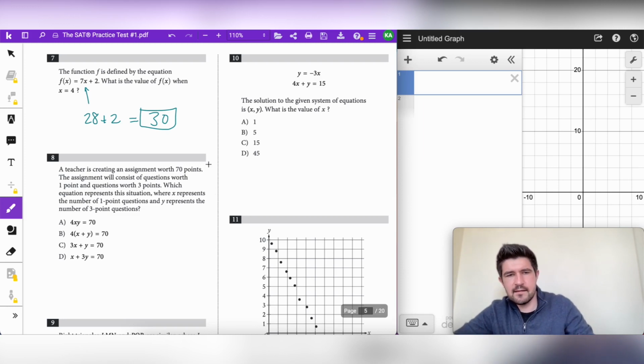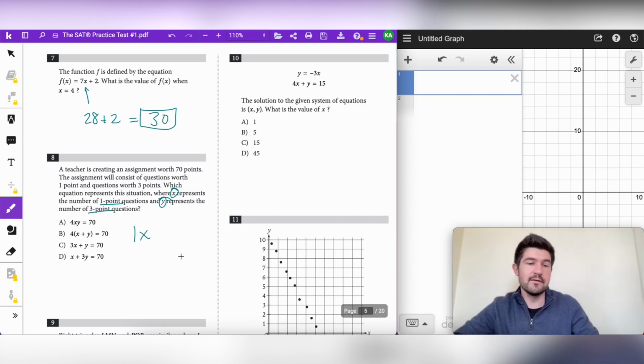Number 8, this assignment's worth 70 points, and it's made up of 1-point questions and 3-point questions. They tell us, and this is important, that x goes with 1-point questions and y goes with the 3-point questions. So we could say 1 times x, that would be the total number of points for however many 1-point questions there are.